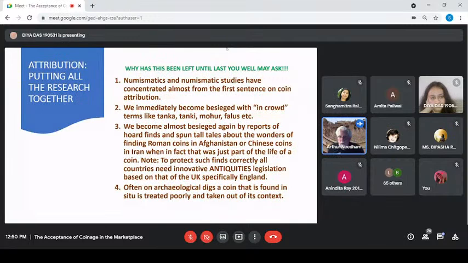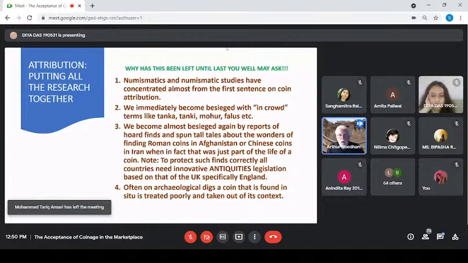And here is something for all you young students who believe in protecting things. To protect such finds correctly, all countries need innovative antiquities legislation based on that of the UK, specifically England. That's what needs to be taught in universities these days. Let's not beat up the person who found a couple of silver coins. We can work out a reward scheme and we can really look at them and make sure they're not melted down like 95% of them are in the subcontinent now, and lost forever.